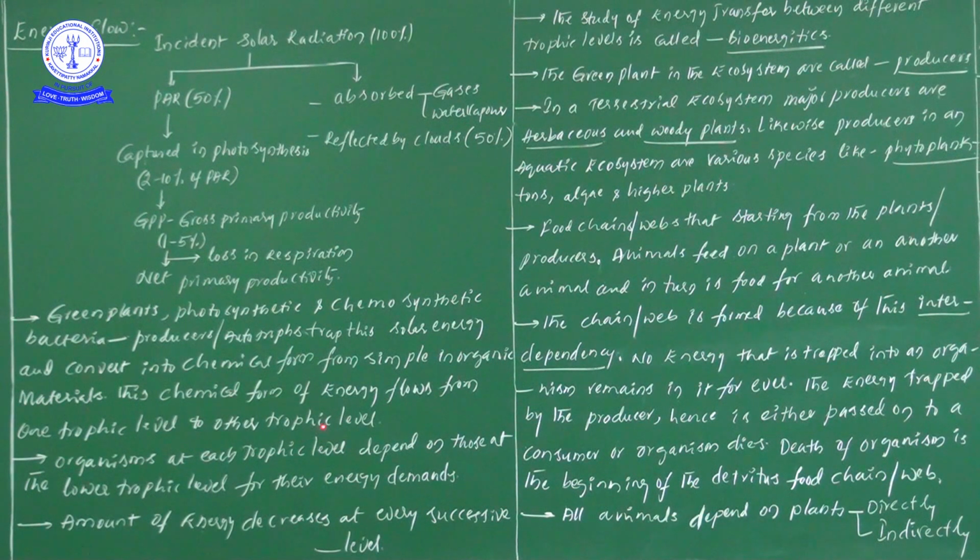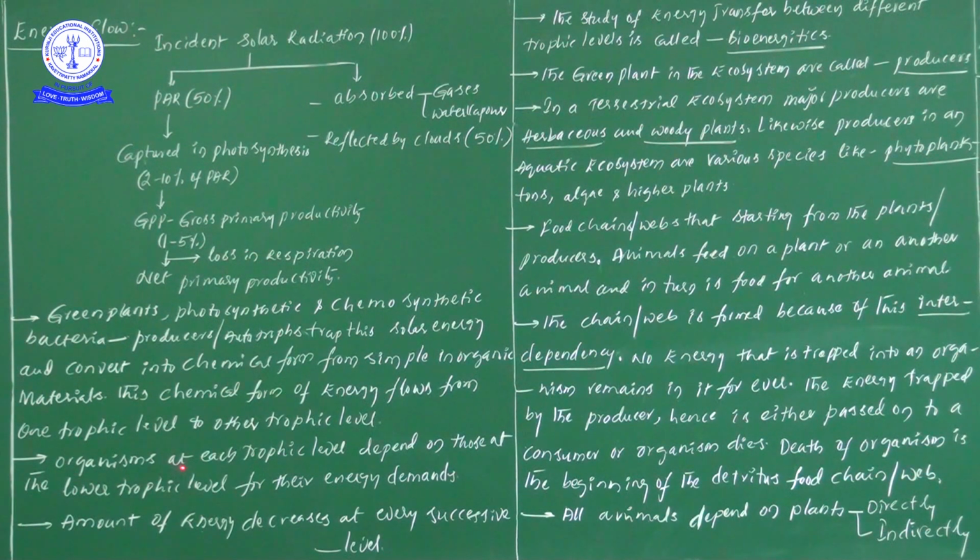So what is the point we are understanding here? The energy produced by the producers or the autotrophs will not be present at one place. Definitely it flows from one trophic level to another trophic level.